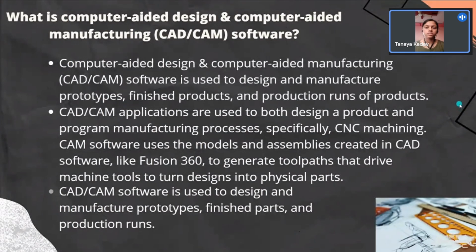Next slide. Now see what CAD-CAM software is. CAD-CAM software is used to design and manufacture prototypes, finished products, and production runs of products. These applications are used both to design a product and to program manufacturing processes, specifically CNC machining. CAM software uses the models and assemblies created in CAD software like Fusion 360 to generate toolpaths that drive machine tools to turn a design into physical parts.